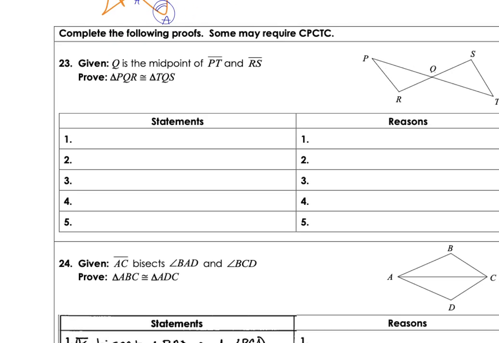Okay, pick one. Which one do you want to do? 23 through 28. 23. You always want the left side, huh? Okay, so first step is your given. Last step is triangles congruent. What does that mean about your last reason? It's going to be SSS, SAS, ASA, AAS, HL, right? Triangles congruent is going to get you that.